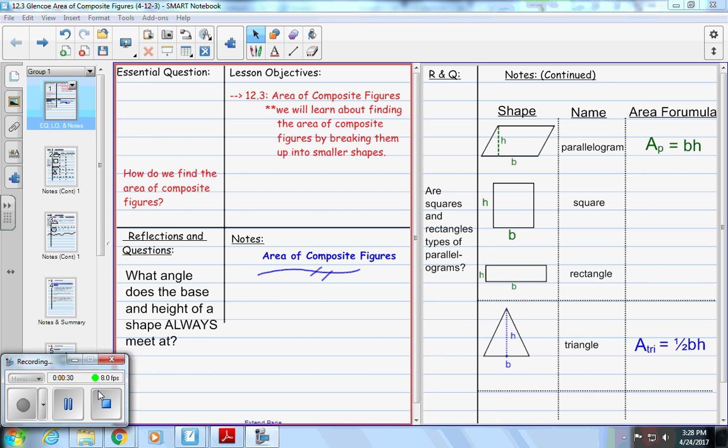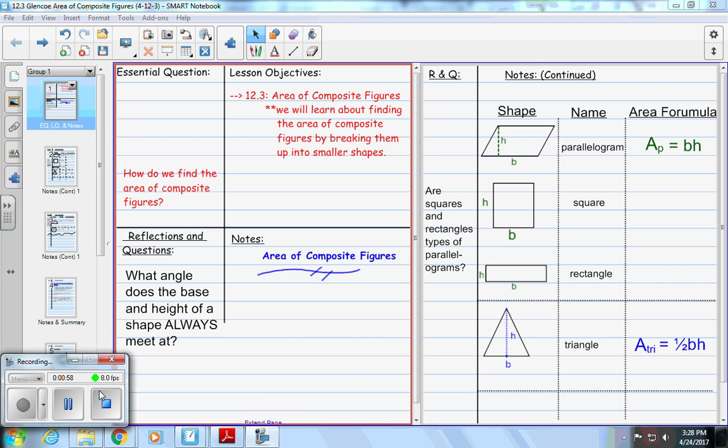Welcome back. So we will be learning how to find the area of composite figures by breaking them down into smaller shapes. And by the end of this lesson, you should feel confident on how to find the area of composite figures. And really, composite just means made up of other shapes. So we're going to be looking at complex shapes and trying to break them down into their smaller shapes to solve it. So right on our right page here, we have a bunch of shapes we're trying to learn, and I tried to simplify this as much as possible.